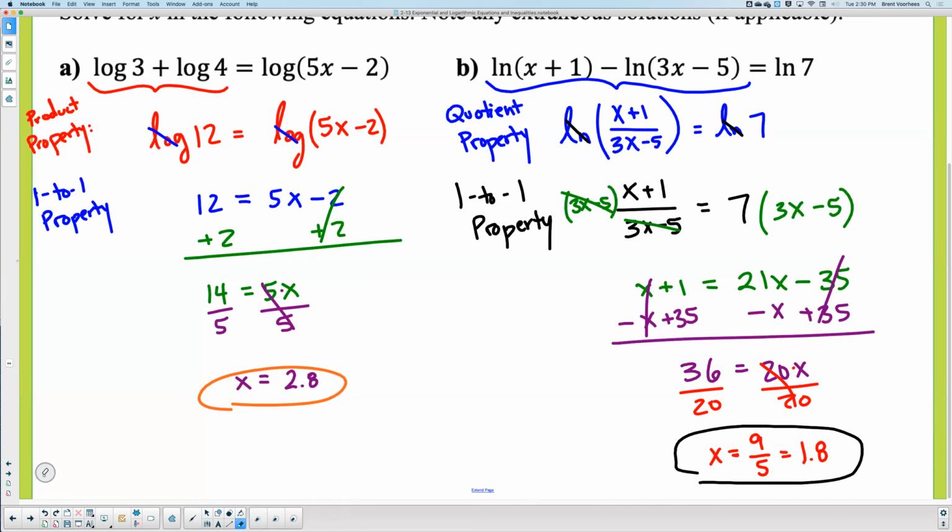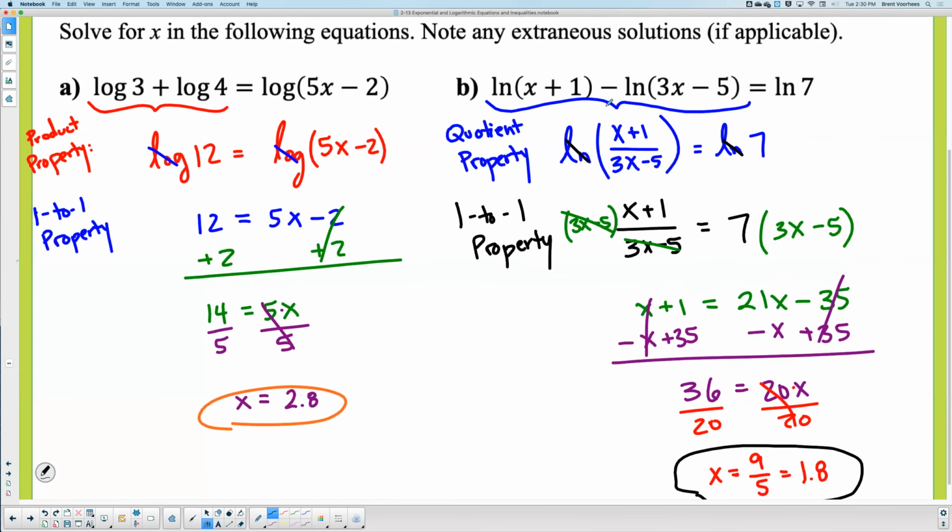Okay, before I move on, I forgot to tell you about something. It says up top to check for extraneous solutions. You might be going, what is an extraneous solution? Sometimes when you solve logarithms, you come up with an answer that's not true.